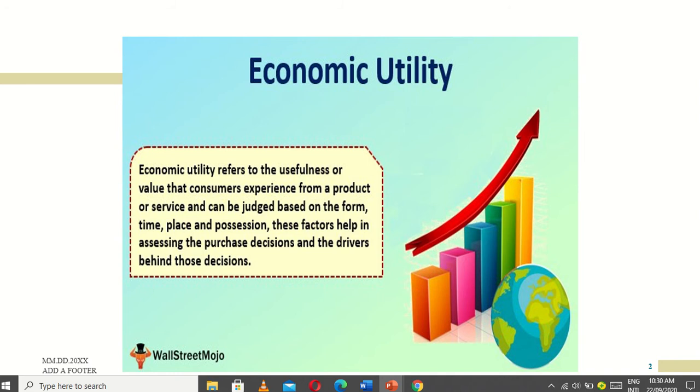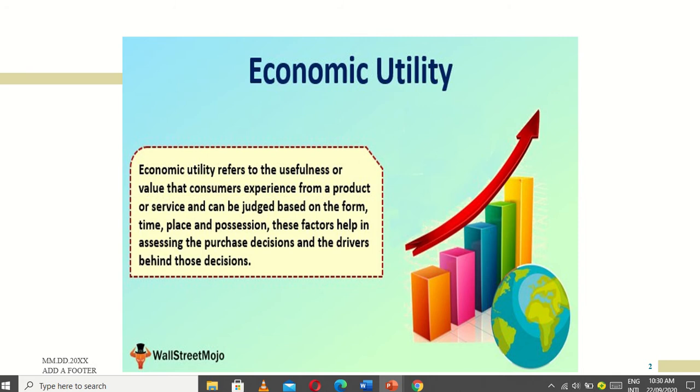When we say utility, the complete term for that is economic utility. A consumer uses a product because it provides utility. When we say utility, it refers to the usefulness or value that consumers experience from the product or service and can be judged based on the form, time, place, and possession. These factors help in assessing the purchase decisions and the drivers behind those decisions. So, in other words, utility is a measure of happiness or satisfaction.